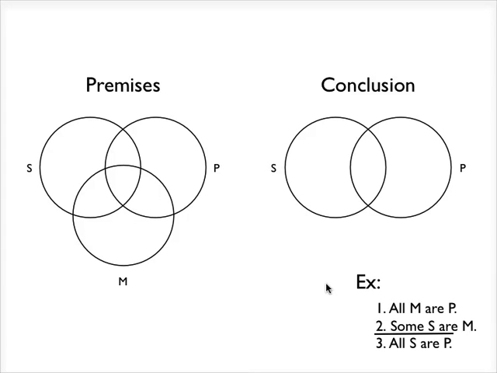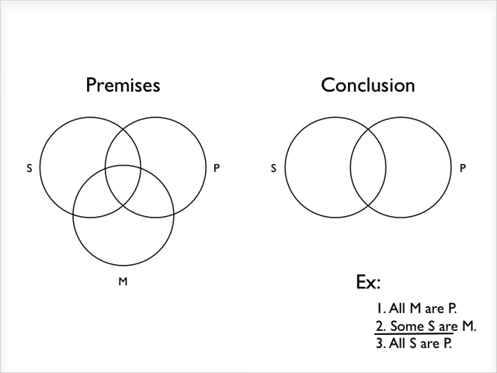All right, so here is an argument down at the bottom right-hand corner. All M are P, some S are M, therefore all S are P. So what we're going to do is diagram this syllogism onto these Venn diagrams.